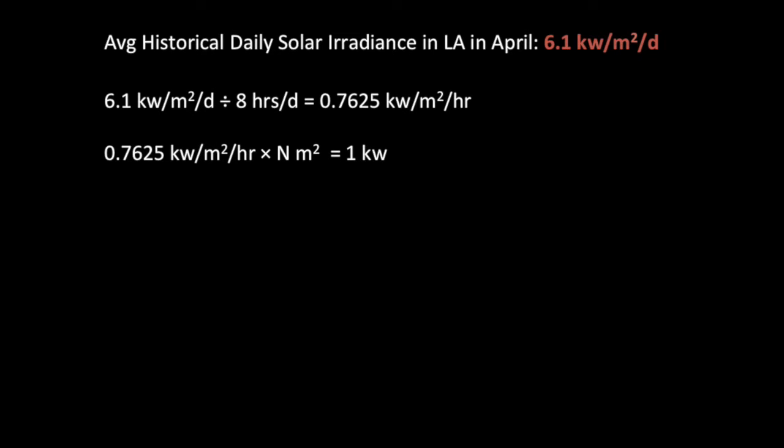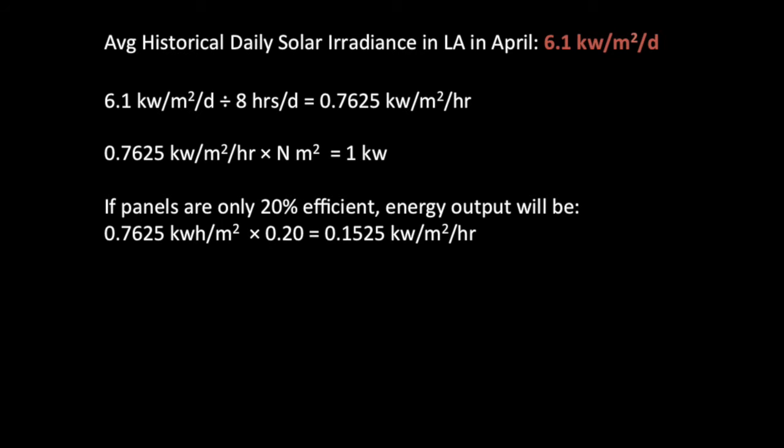Then we need to figure out how many meters squared, or the total area required to produce 1 kilowatt, as that's the amount needed to power a window AC unit. If panels are only 20% efficient, the energy output will be reduced by 80%. Therefore, we calculate that into the amount of energy provided by the sun in order to figure out the amount of energy that will be put out by the solar panel. That number is calculated to be 0.1525 kilowatts per meter squared per hour.